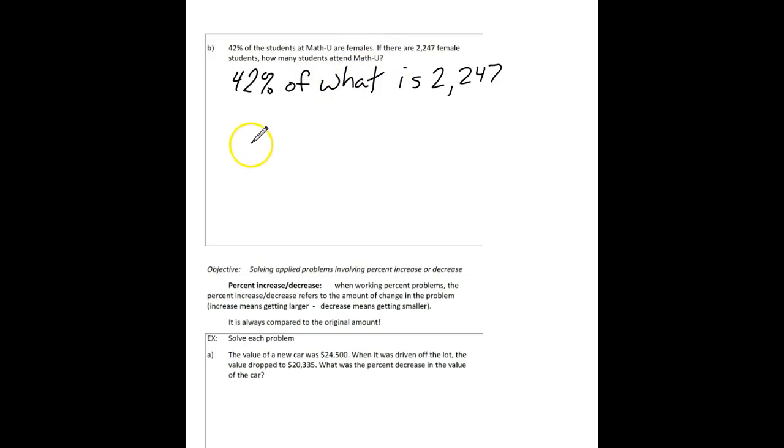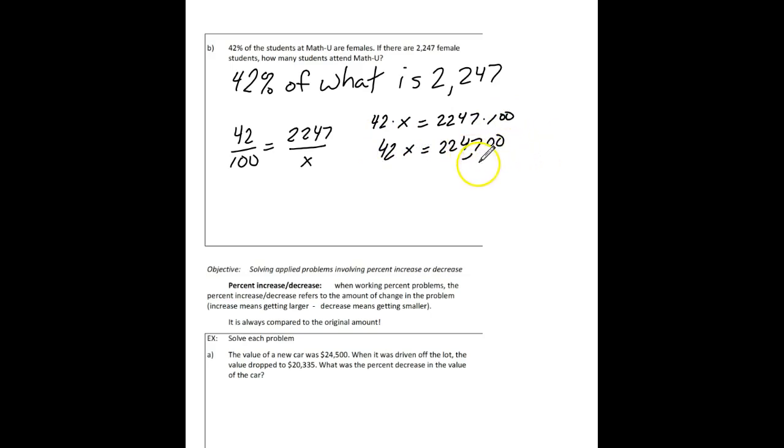Now I'm going to use the proportion on this one. Remember, percent over 100 equals is, the number, 2,247, over the of number, which is our variable, we don't know. So cross multiply, and you get 42 times x equals 2,247 times 100, or 42x equals 224,700. Now we're going to divide by 42.